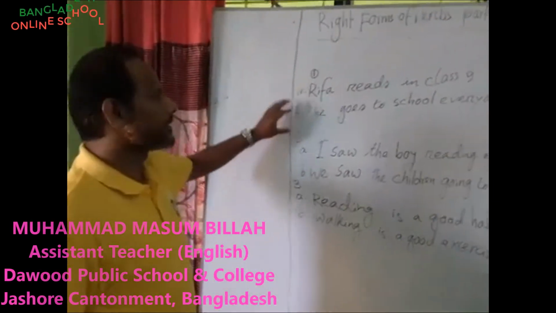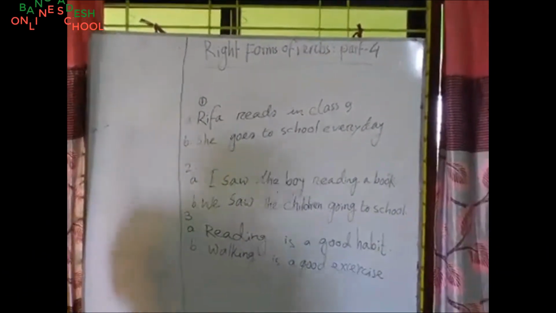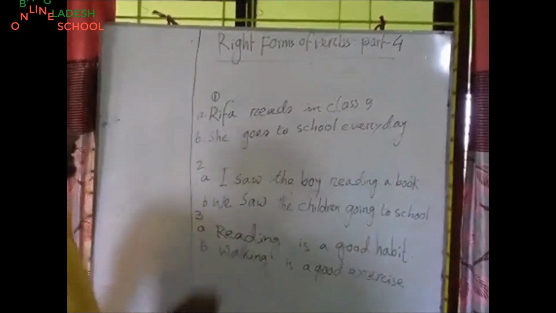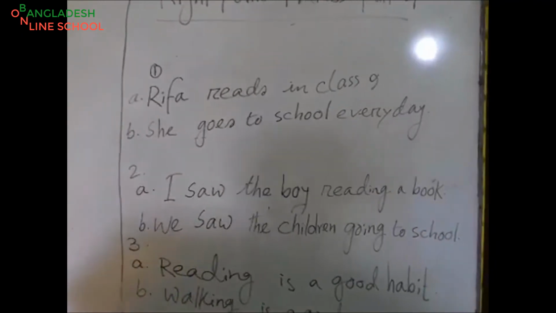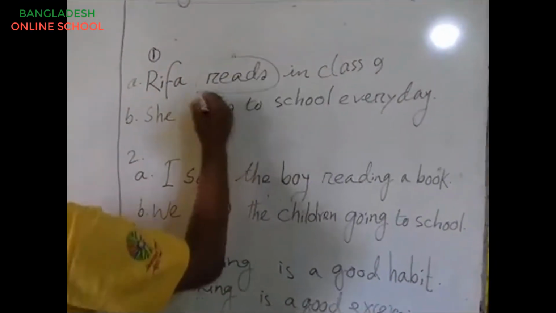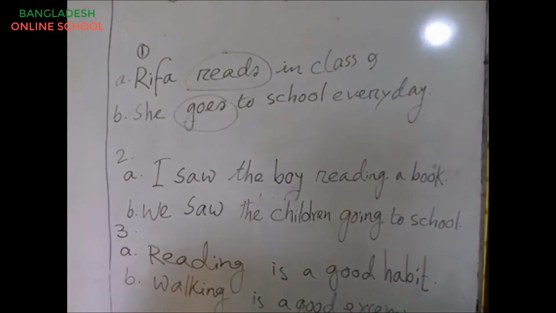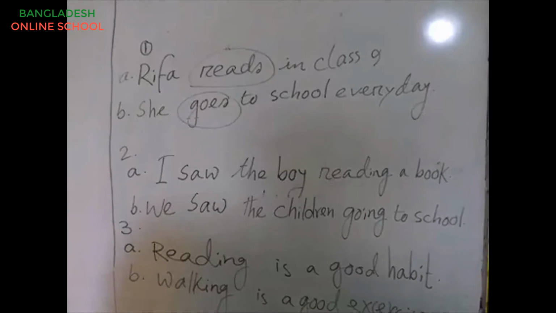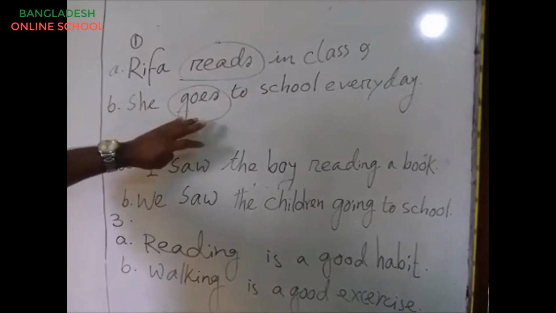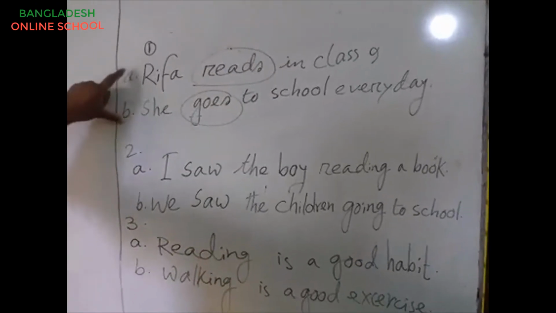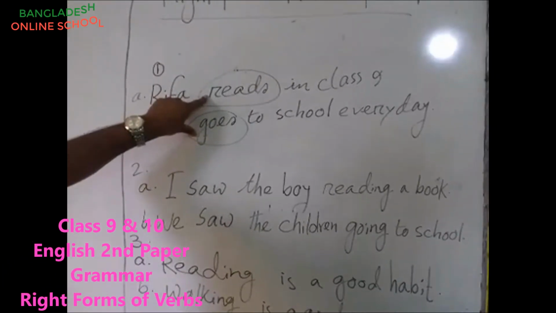Okay, let's see some examples on the board. In the first slot, you see Rifa reads in class 9. She goes to school every day. Here, reads and goes, these two verbs are finite verbs because these two verbs can express their ideas clearly and they have subjects. That is why these verbs are called finite verbs.